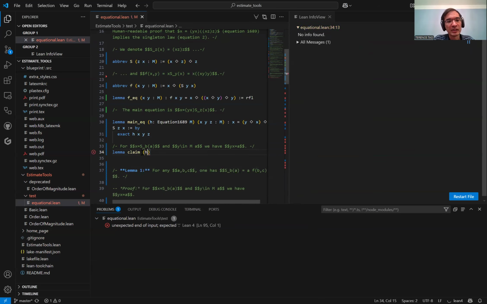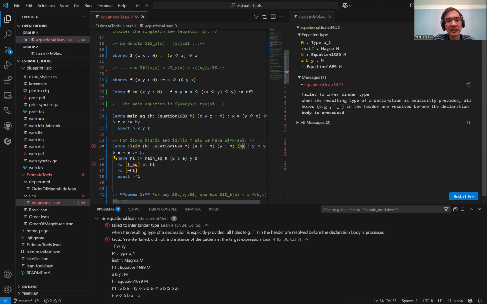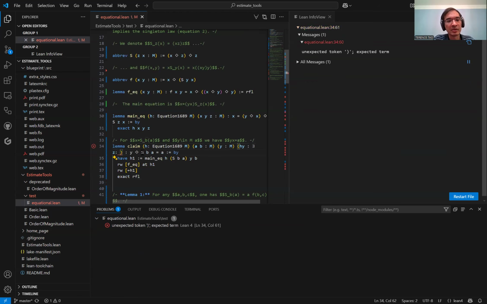Okay, so again, we need to assume equation 9. So if I have an A and a B and Y, but I need Y to also be in M. So I also need there to exist a z such that y is equal to z times a, then x times y times x, which is SBA, is equal to a. Yes, okay, so this is what I want.